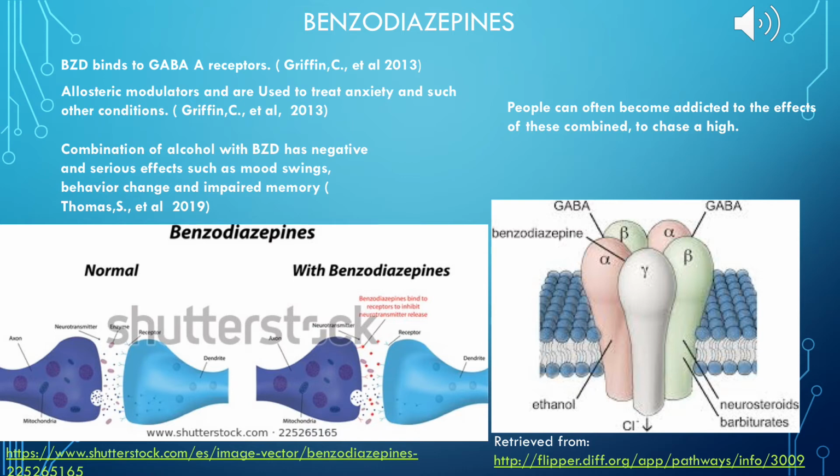Benzodiazepines are used in the pharmaceutical industry as a relaxer for the nervous system, and are often used to treat anxiety. Just like benzodiazepine, alcohol has the same effect, and seeing as they both have the same effect, a combination of the two together at the same time can cause serious reactions on the brain: changes in behavior, mood swings, depression, and more seriously, impaired memory. People can often become addicted to the effects of these drugs with alcohol, trying to reach a high.